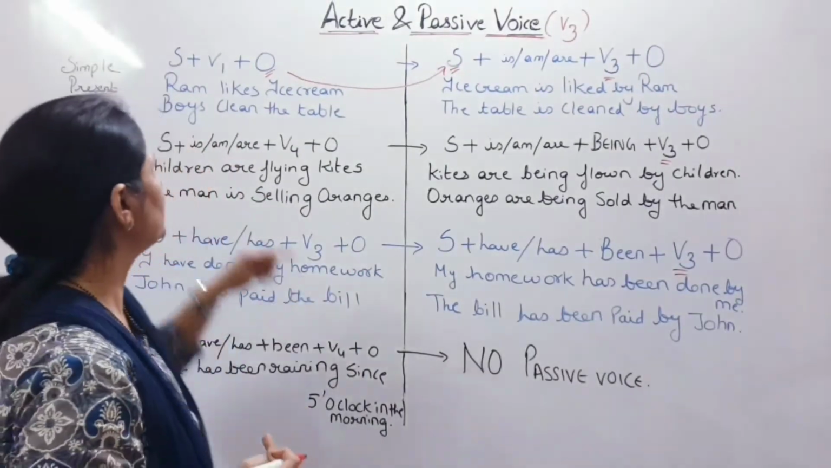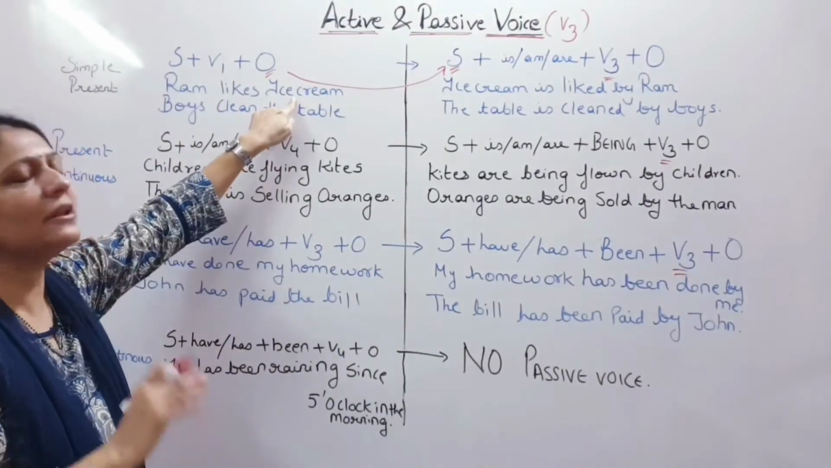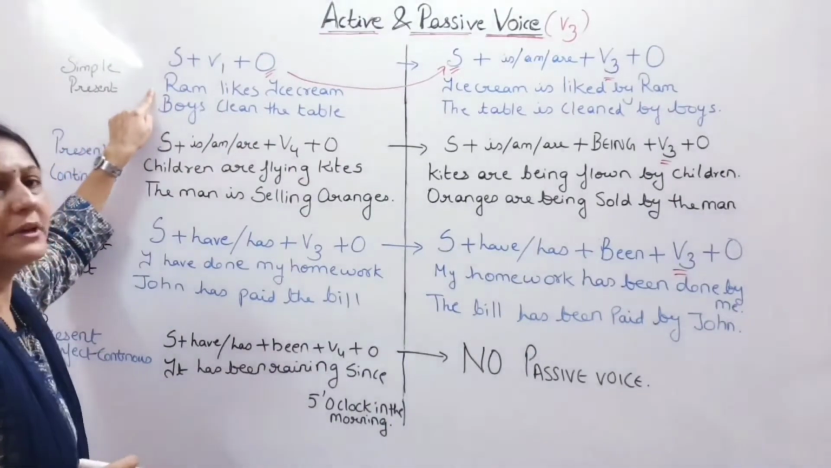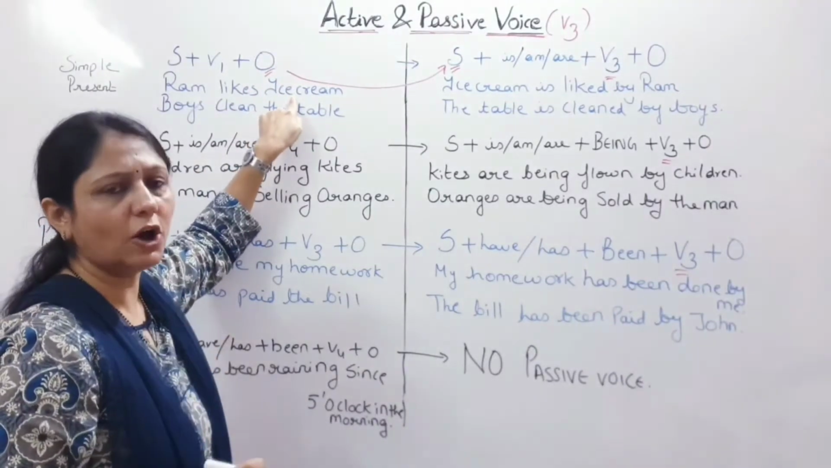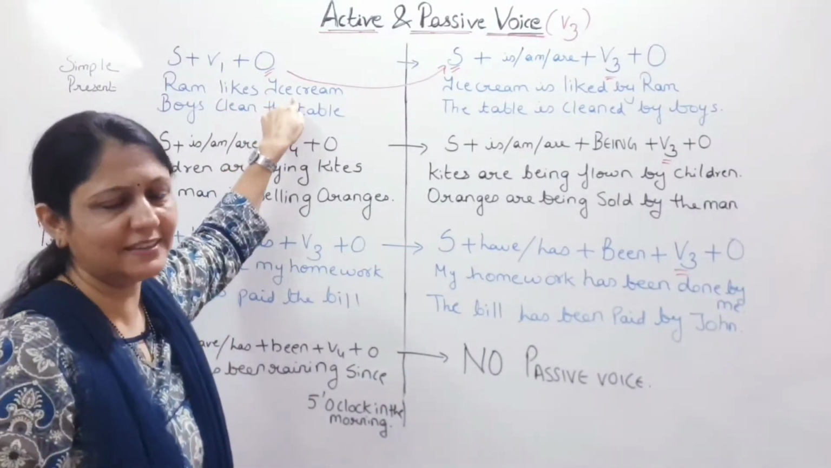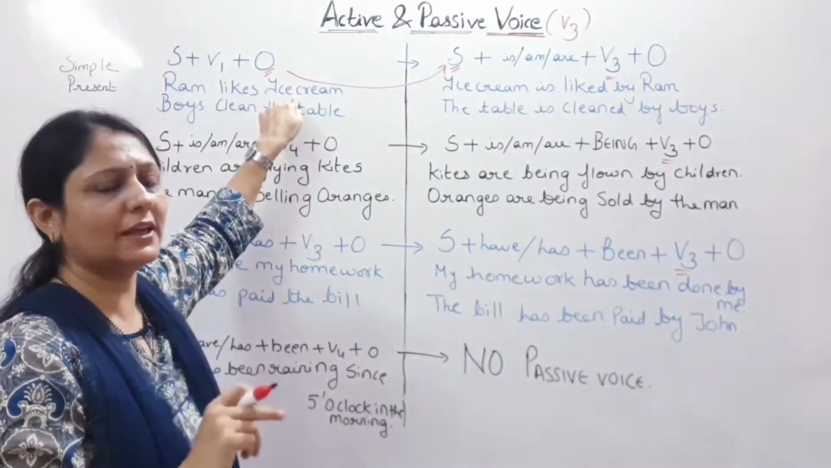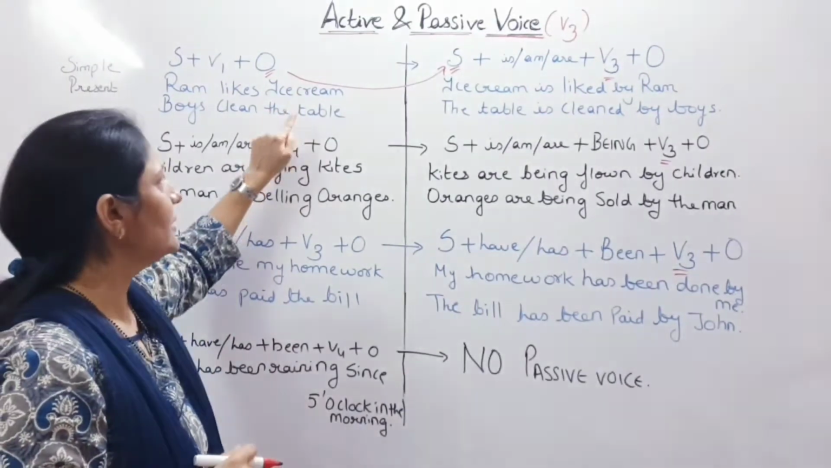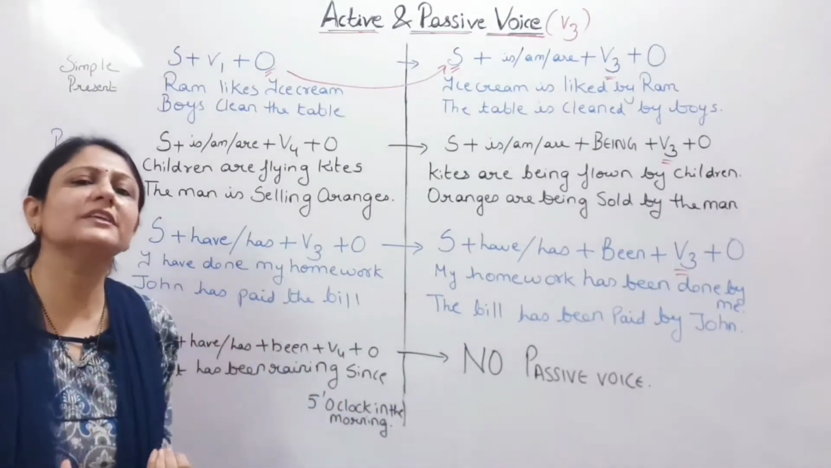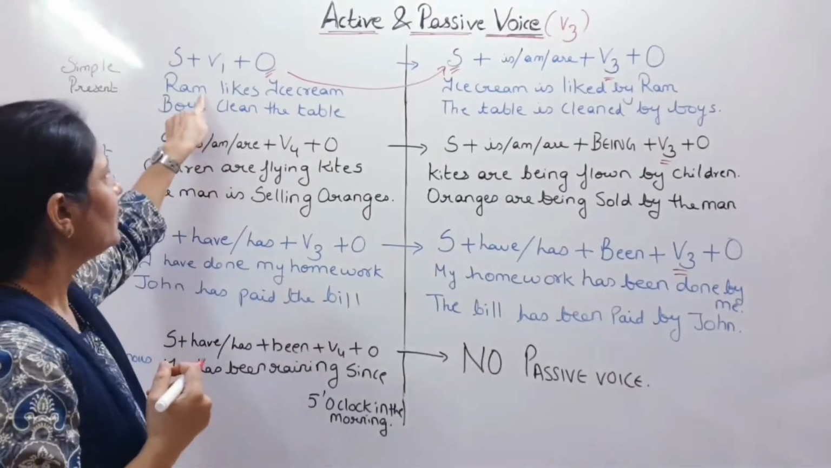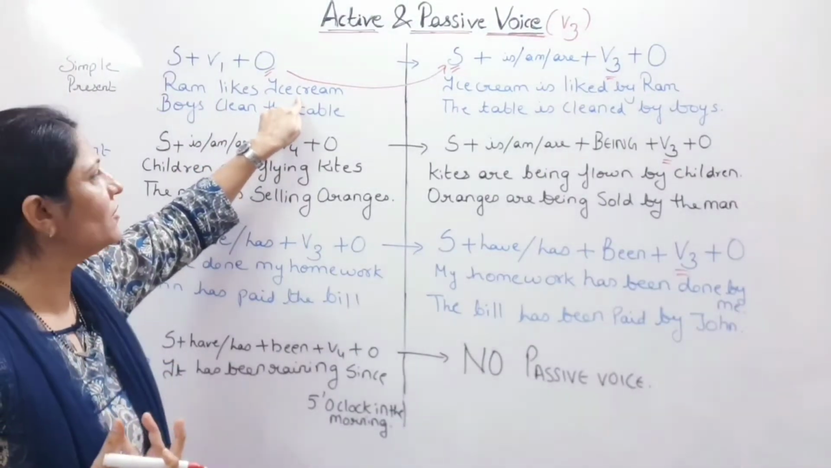Let's read the example. Ram likes ice creams. Now this is a very simple example where Ram is the subject, likes is your V1 verb and ice cream is the object. To remind, what is a subject in the sentence? Subject is normally the doer of the action or the thing about which we are talking. Then what is the object? Object is that thing or person that receives the action. Here Ram is doing the action of liking, and what is he liking? Ice cream. So ice cream here is the object.